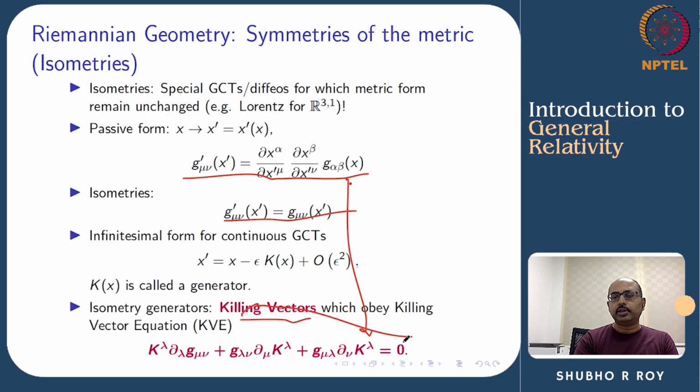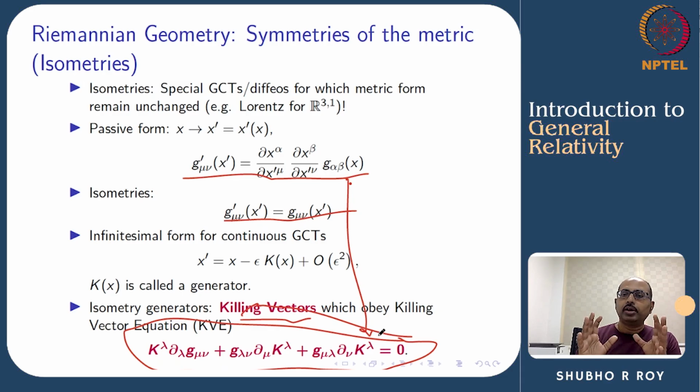I've written it here at the bottom in purple fonts. So in principle, given a metric g mu nu, these components, you can solve this equation to determine the k. So in principle, given a metric, one can always solve this equation to find out what are the isometries of the metric. As I said, isometries of the metric are those general coordinate transformations which you perform, as a result of which the form of the metric does not change. All right.